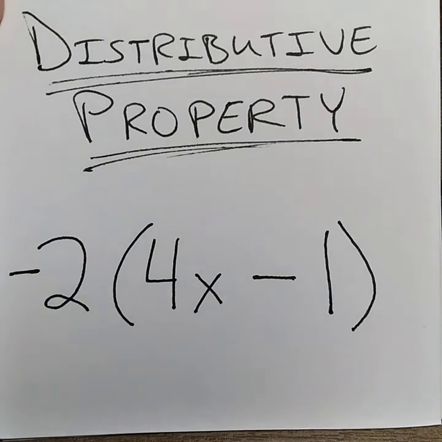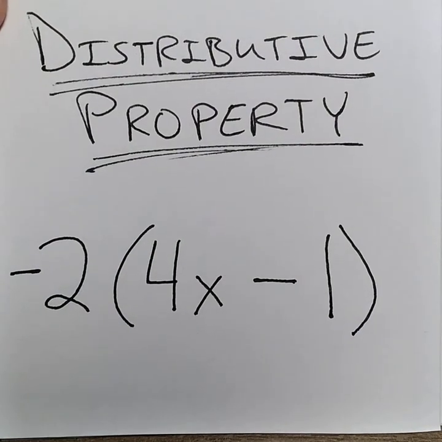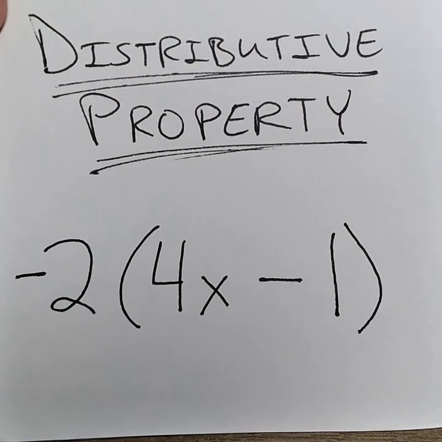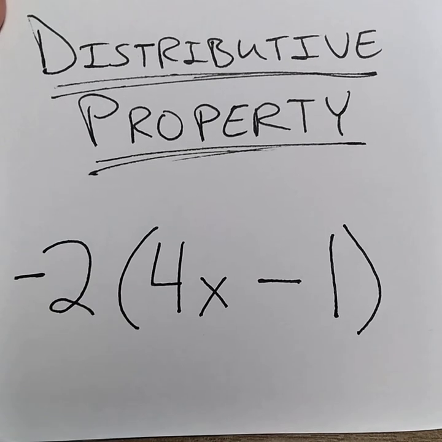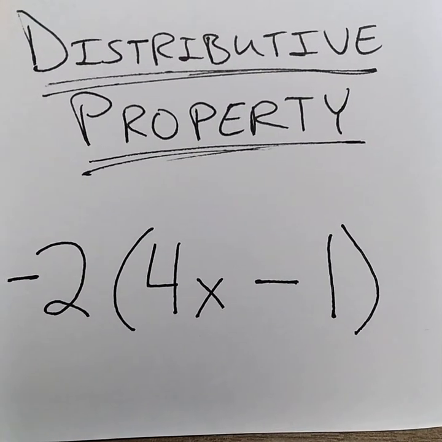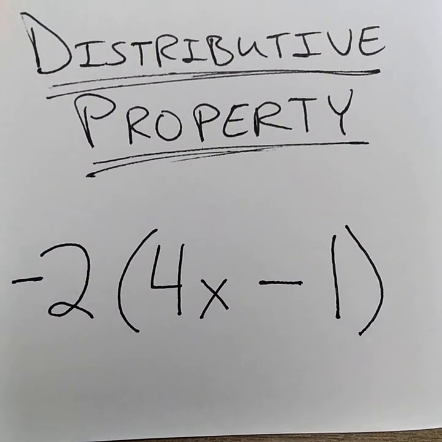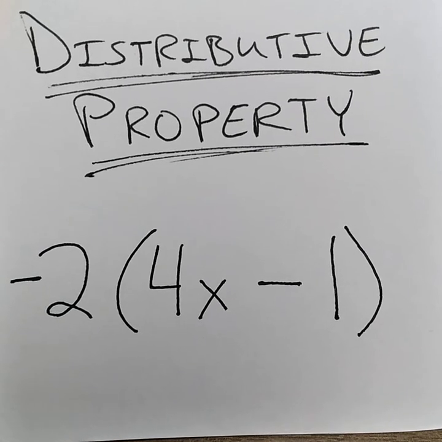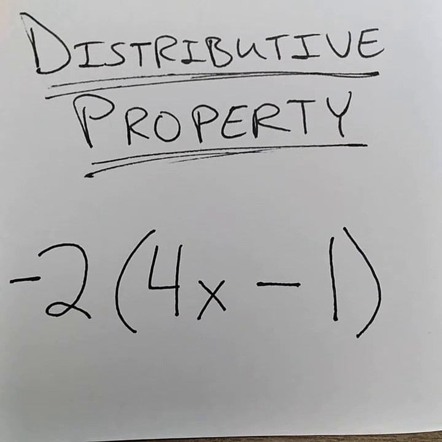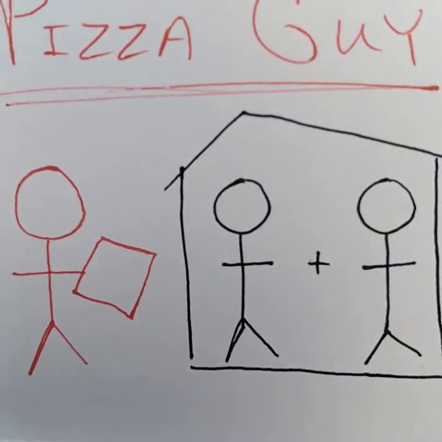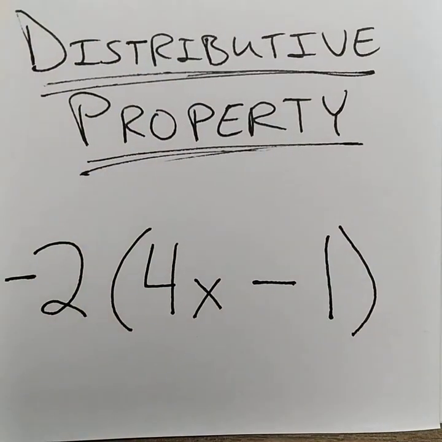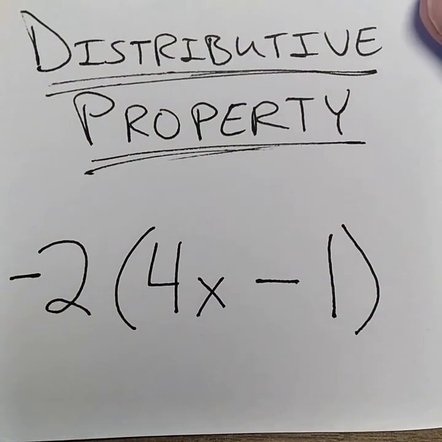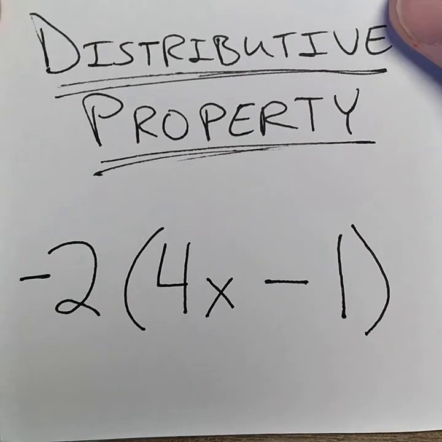Why are we talking about this? It models distributive property. So in this case, who would be the pizza guy? It would definitely be the -2. The -2 is outside the door. Do you see how that looks very similar to our pizza guy? The -2 is outside the door, and the 4x and the -1 are inside.